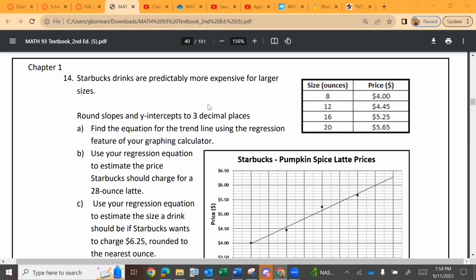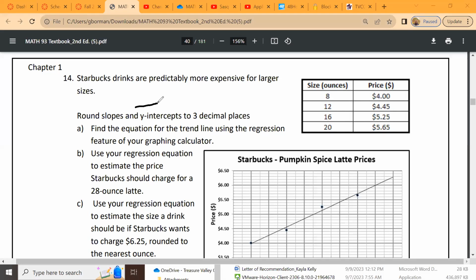Starbucks drinks are predictably more expensive for larger sizes. Okay, that makes sense. Now, I don't know if the author actually gathered this data from an actual source or if he made it up a little bit. But he's basically saying that since it's in chapter one, the data pretty much forms a straight line, as you can see there. It's not perfectly straight. The line doesn't go through any of the points perfectly, but it's an approximately linear, or straight line, pattern.